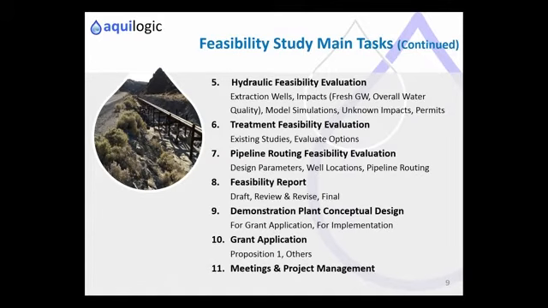We've got a demonstration plant conceptual design that is being prepared for Proposition 1 grant funding, currently underway, and then potentially for implementation sometime later next year. Grant application, as noted, we're currently preparing Proposition 1 grant funding. And then finally, just trying to keep everything on the rails, because this is a complex project with a lot of moving parts and a lot of interaction. So we've got project management meetings in order to keep us focused and heading in the right direction over the next 13 months.